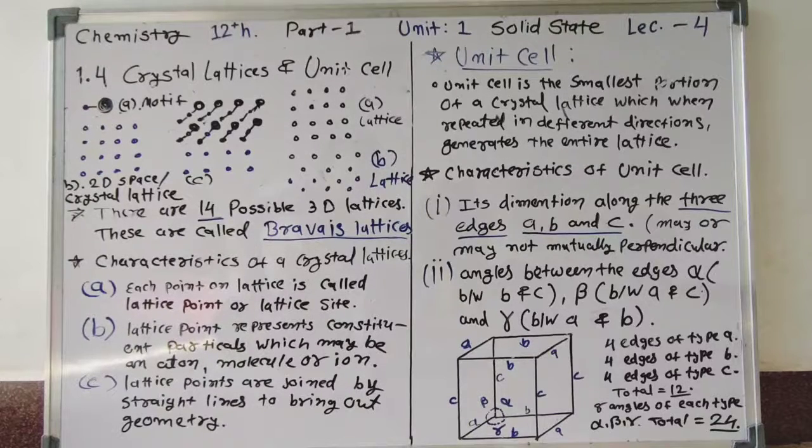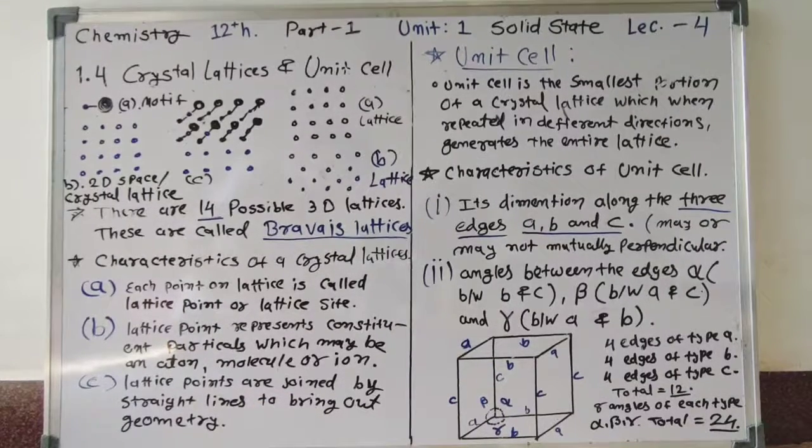Third, lattice points are joined by straight lines to bring out geometry. That means we can connect these lattice points with each other. Here we have a two-dimensional arrangement, but suppose you have a 3D arrangement of this type of lattice points. If you connect them with each other, you will get a box-type three-dimensional shape. So to bring out geometry from these lattice points, we join them by straight lines. Actual crystal structures do not have these straight lines, but to understand their geometry, we have to assume they are connected with straight lines. Then you will get this type of boxy design, that means the geometrical shape of it.